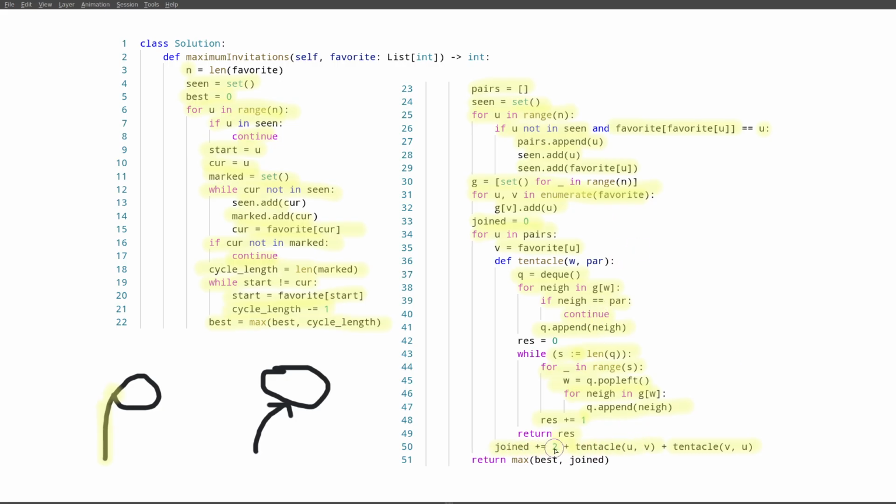To joint we add 2, so for the pair, plus the longest tentacle at U, so we don't want to visit V, and another at V, we don't want to visit U. And finally, the final result is the maximum of the best cycle, so here at line 22, and the sum of all those found tentacle situations, which is just joint. And this is the final result and the final solution.